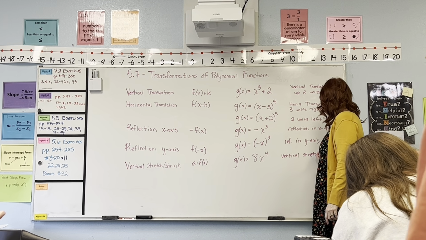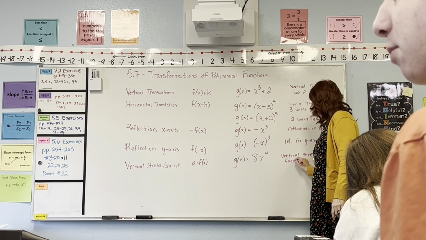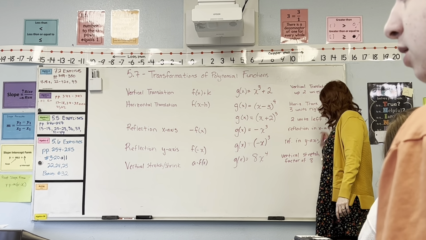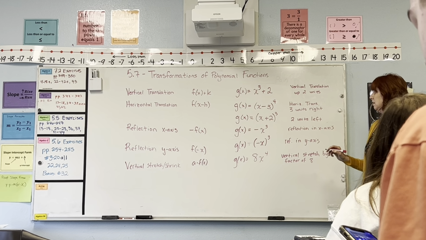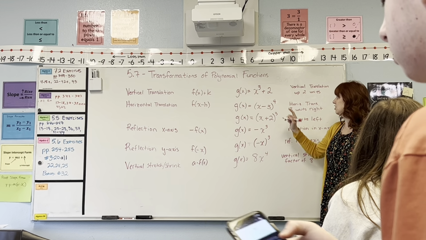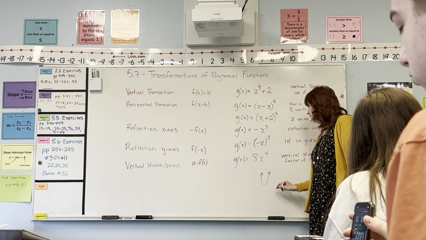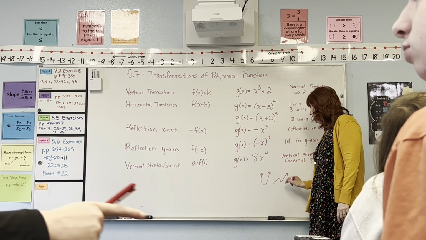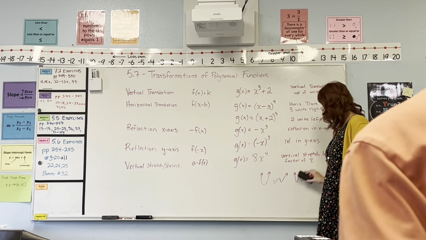What's the exponent? That factor just determines the shape. If it's x squared, it's going to be like this. If it's x cubed, it's going to be like that. If it's to the fourth, it's like this. The exponent really just determines the shape.